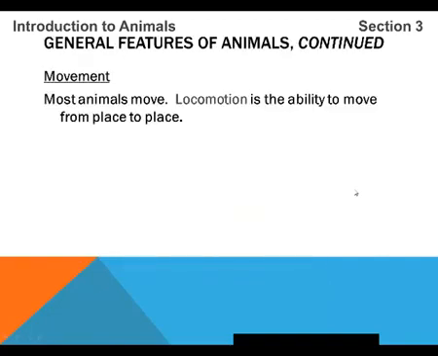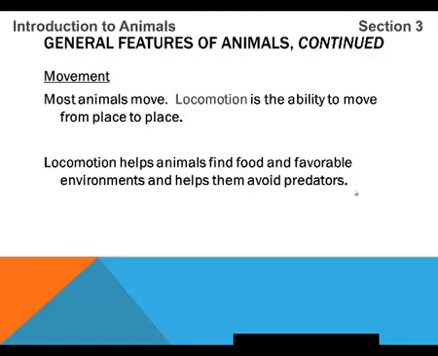Movement. Most animals move, and locomotion is the ability to move from place to place. Locomotion helps animals to find food. It also helps them to find favorable environments in which to live. The ability to move also allows organisms to avoid predators. Obviously, a rabbit, not being able to move, is not going to get away from a fox.